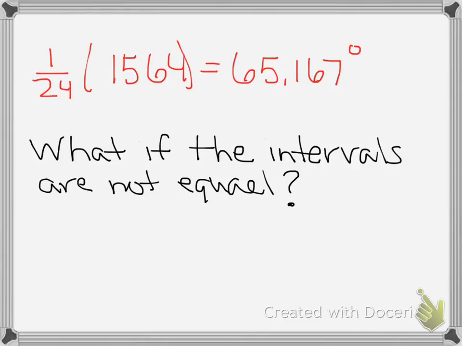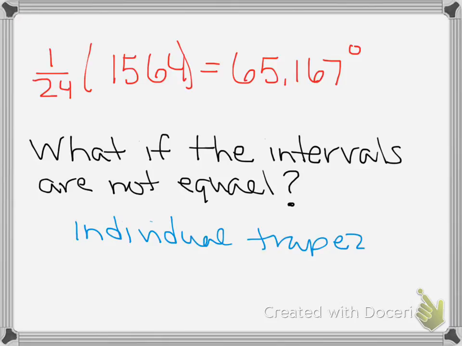You could still use the trapezoidal approximation, but you would have to do individual trapezoids. You would not be able to use the trapezoid rule with the b minus a over n times 1/2 on the outside. You would have to use individual trapezoids. All right, so hopefully you're getting a good idea of the trapezoidal rule and the trapezoidal, excuse me, approximation for graphs and tables.